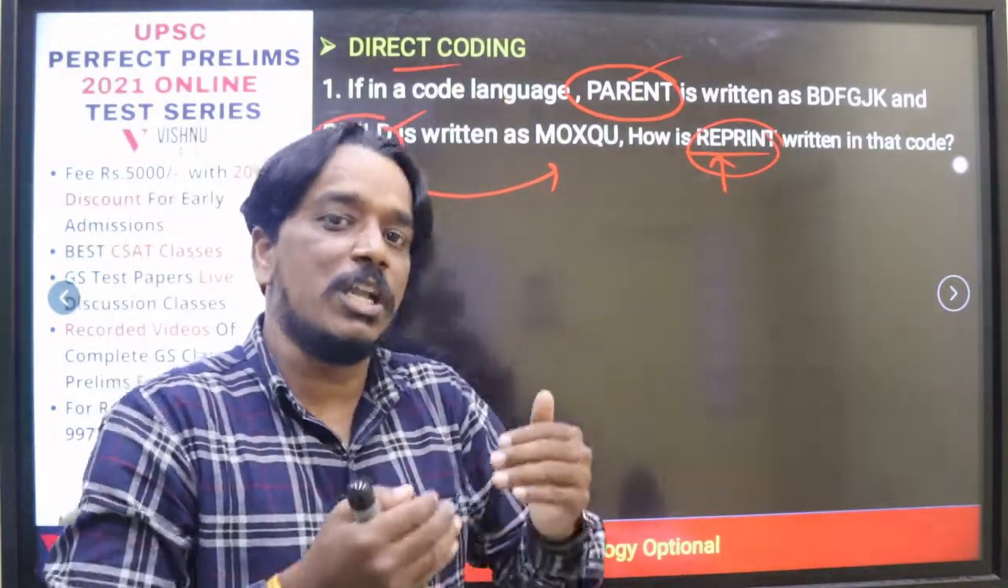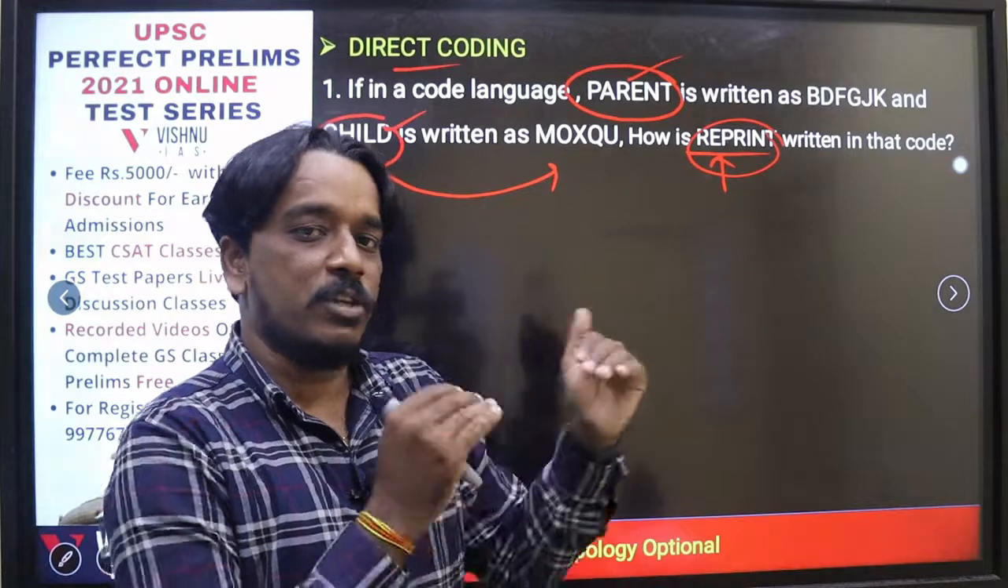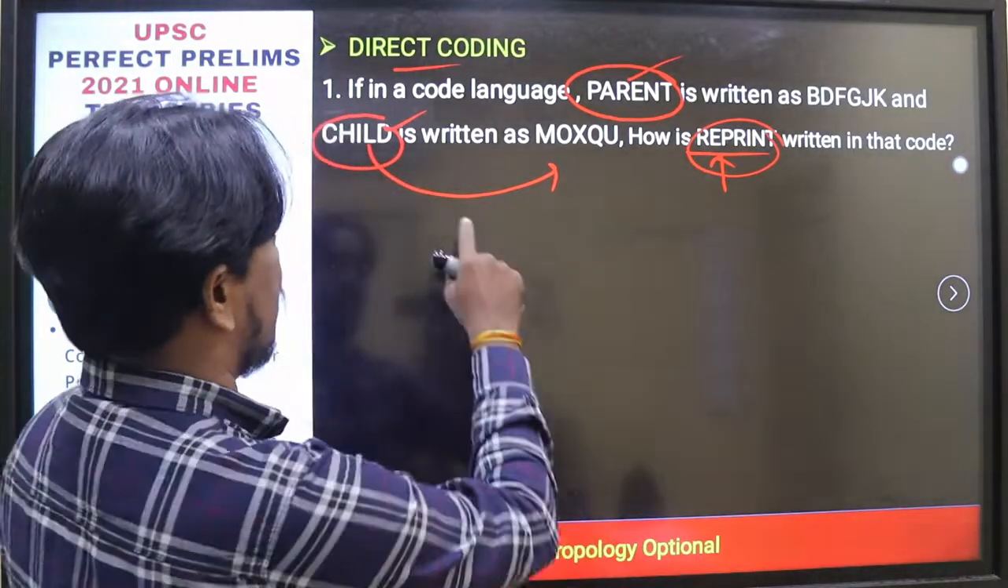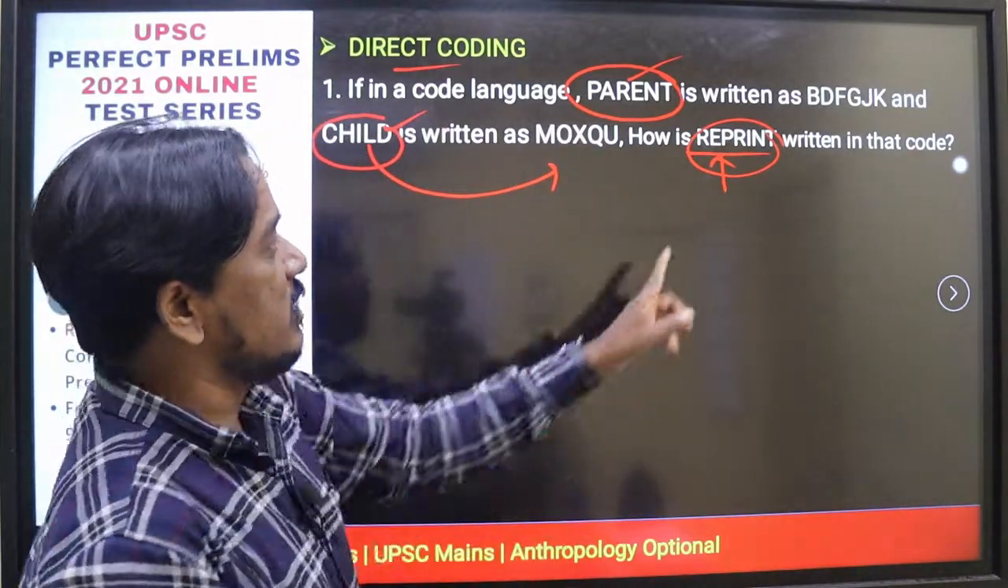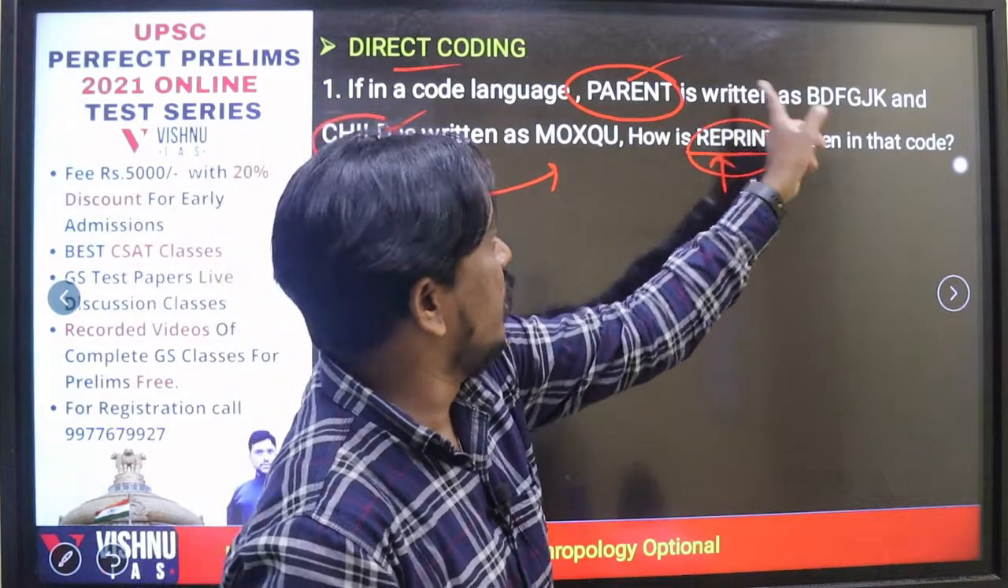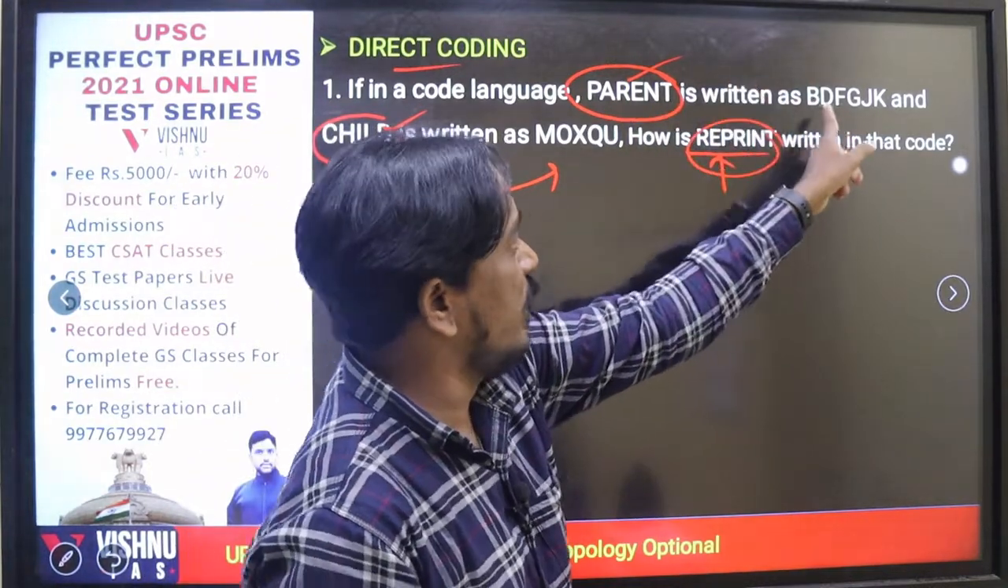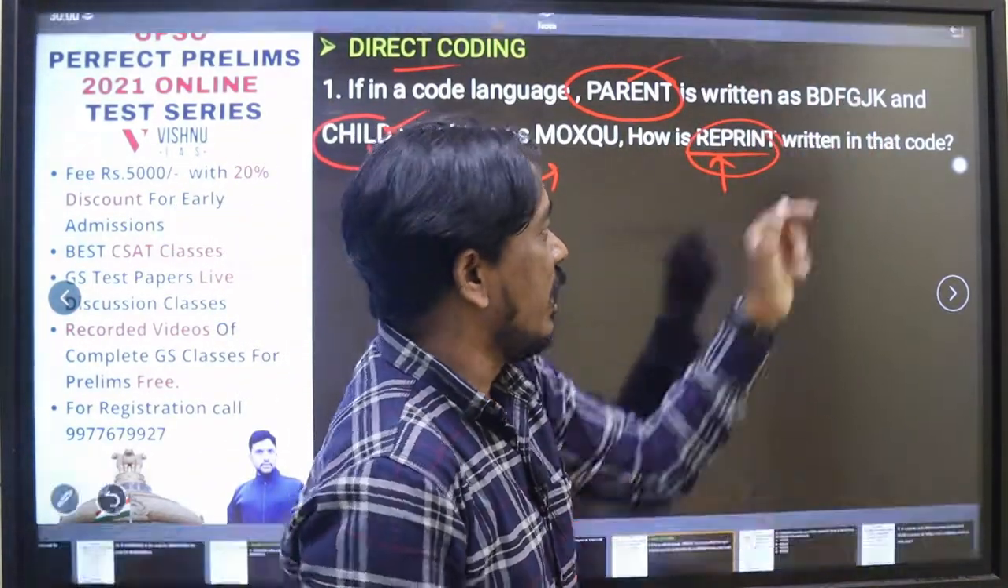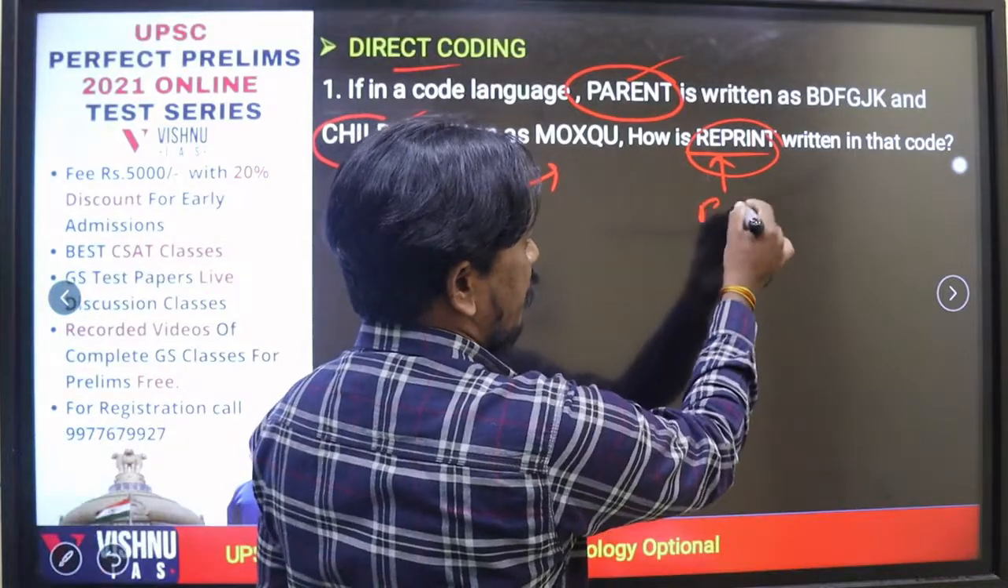But these types of questions we also got in CSAT paper 2. We'll see one previous year question also. But if you observe, what is the answer for this RE? What is the code here? R is in the third and fourth place. You can take directly FG. Directly you can copy here.